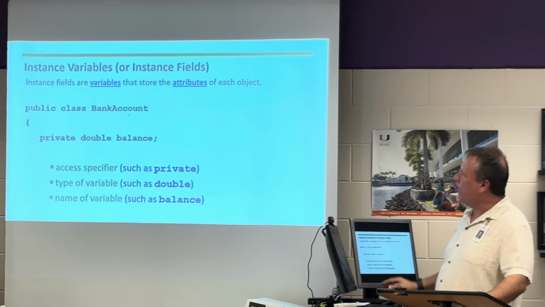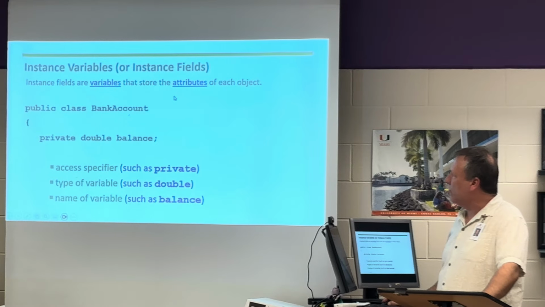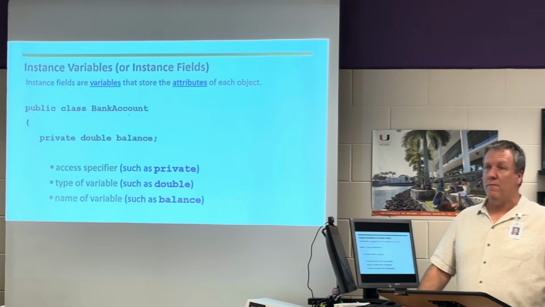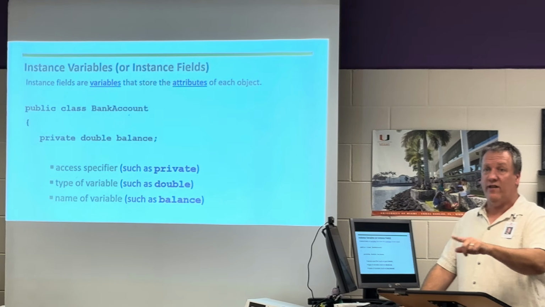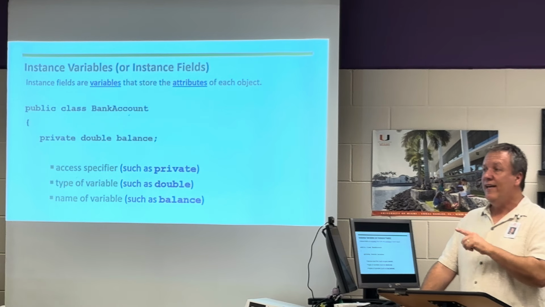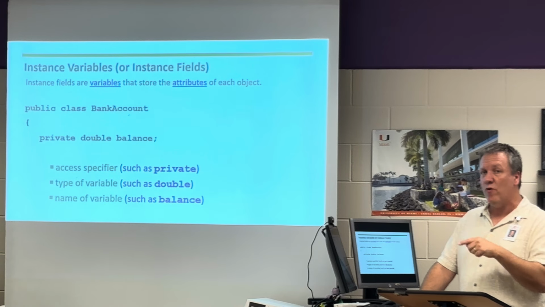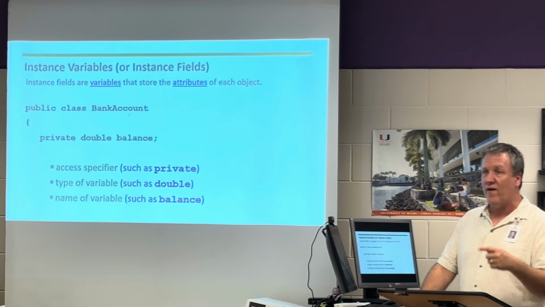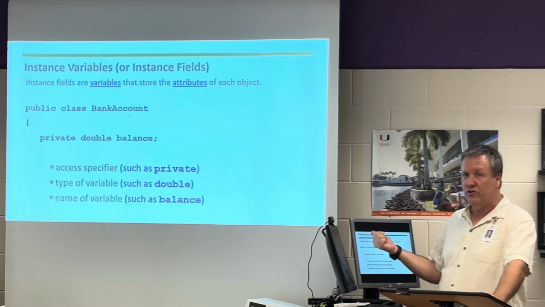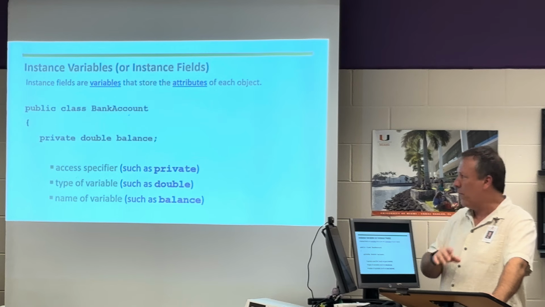So an instance variable is a variable that stores the attribute of the object. Each object has their own balance, right? Remember, each house had its own color. Each house had its own location. Each rectangle had its own X and Y value. Each bank account that I make is going to have their own balance. They don't share a balance, right? So if I deposit into Dad's checking, Mom's savings or Bob's college fund doesn't change, right? And so we talked about that with the houses.